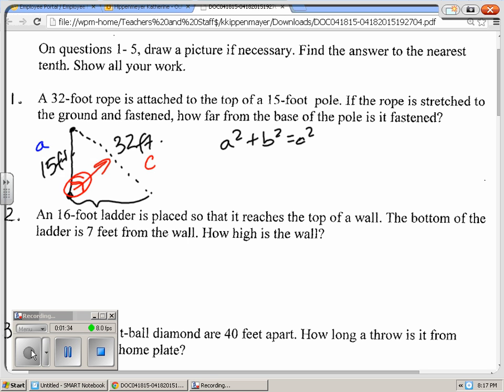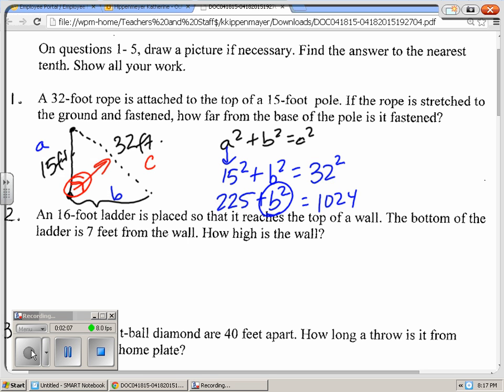So we have identified C, that's the most important part. And for the other two pieces, it doesn't matter which is labeled A and which is labeled B. So we're going to replace A with 15, replace B with nothing because we don't know what it is yet, and replace C with 32. Then we multiply. 15 squared is 225. Let me use a calculator for 32 squared. We get 1,024. From here, we're going to try to get B alone, so we subtract 225 from each side, and we get B squared equals 799.